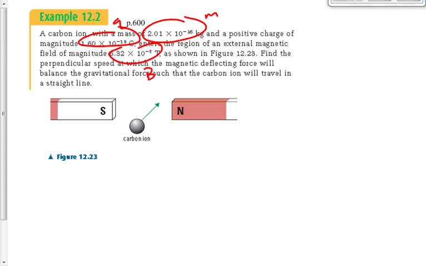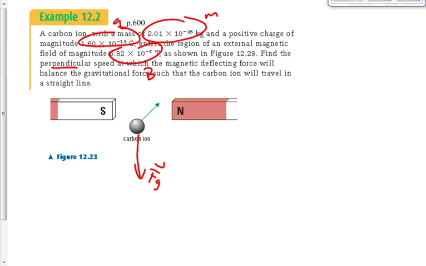Find the perpendicular speed, perpendicular, that's good because the equation that we've learned is valid, at which the magnetic deflecting force will balance the gravitational force such that the carbon ion will travel in a straight line. In other words, there's a magnetic force that acts on this carbon ion. There's a gravitational force that acts on this carbon ion. We want those two forces to balance so that it goes straight through, so that it's not deflected. Let's just double check that this would work here, okay? The gravitational force would pull down on the carbon ion.